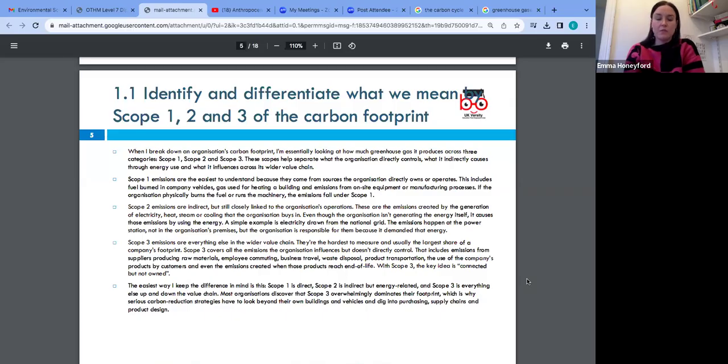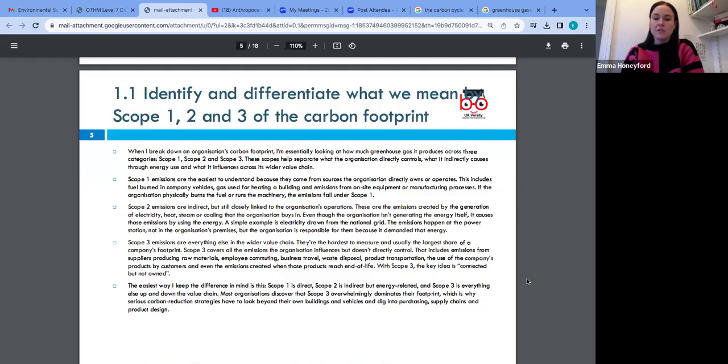When you're looking at it from cradle to grave, what happens to the product when it's been used and is no longer of any use? How is that disposed of? So with Scope 3, the key idea is connected but not owned. That's a really good way to have it in your mind. The easiest way to keep the difference in mind is this: Scope 1 is direct, Scope 2 is indirect but energy related, and Scope 3 is everything else up and down the value chain.